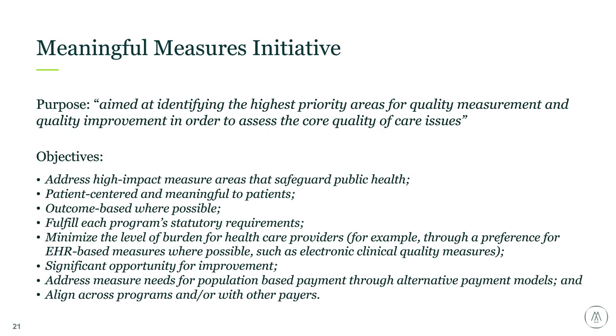CMS also has their Meaningful Measures Initiative. This is where they're really trying to focus on quality for the beneficiaries. A couple of items to note under the objectives. Really it's about public safety, it's about quality, it's about making sure that dollars aren't needed to be spent on kind of backtracking on certain items. But it really is interesting to see this last bullet point about the alignment across programs and/or with other payers and providers.